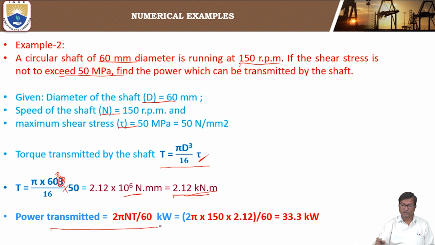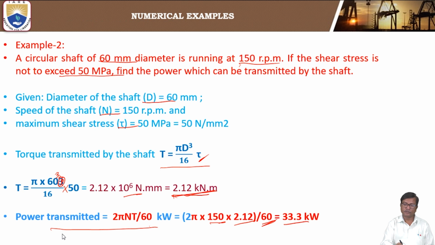So 2 pi n. N is in RPM, so we divide with 60 here to convert that into RPS, revolutions per second. So 2 pi n by 60 into T. So 2 pi into 150 into torque 2.12 by 60. So it gives 33.3 kilowatts.